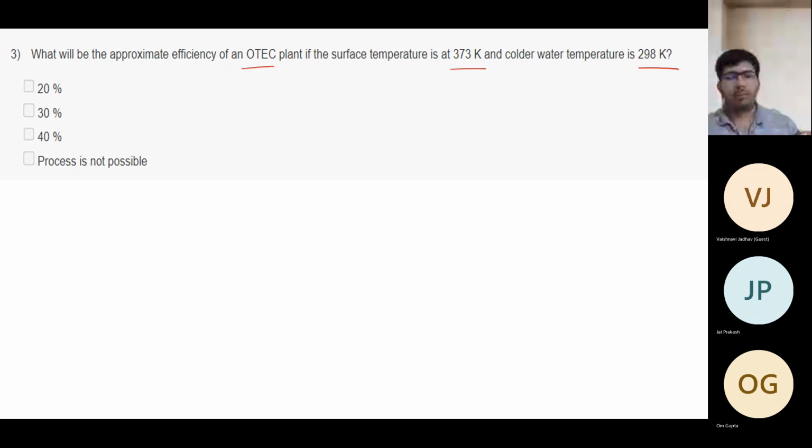So you have been given the high temperature and low temperature both. Based on that, you have to find out the efficiency. So you can use the basic principle of thermodynamics. If you are given the higher and lower temperature, using the ideal conditions, what can be the maximum efficiency with this temperature? Apply basic thermodynamics.